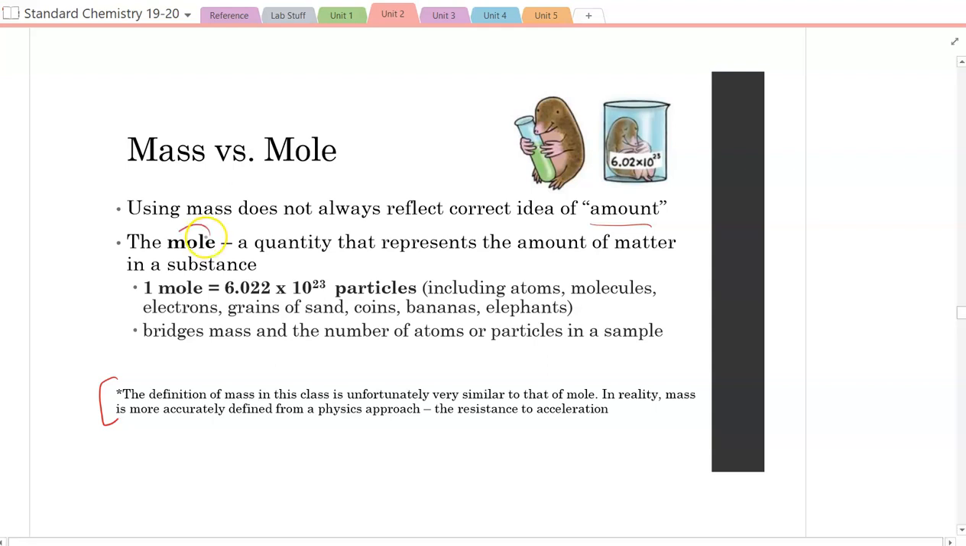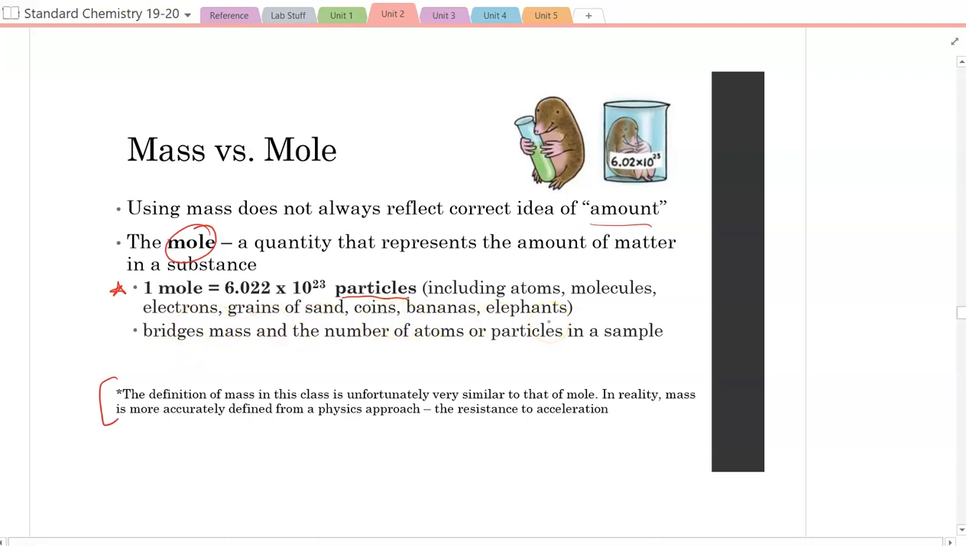So instead we use the mole. The mole is a quantity that represents the amount of matter in a substance. Really, probably the biggest takeaway is this relationship right here. 1 mole is equal to 6.022 times 10 to the 23 particles. Right. So the word particles is kind of a generic sort of placeholder. That should be replaced with whatever specific substance you're counting. So we're talking about atoms, molecules, electrons, grains of sand, coins, bananas, elephants.